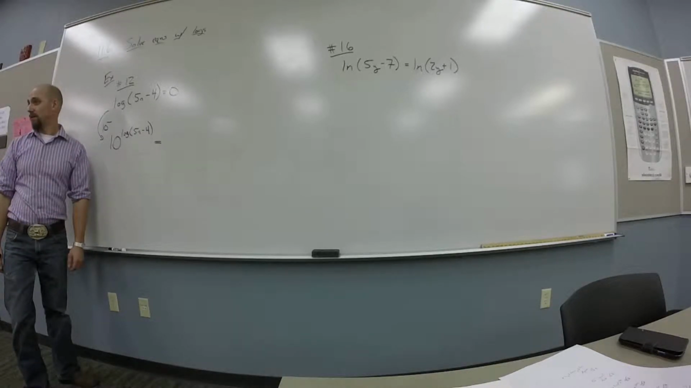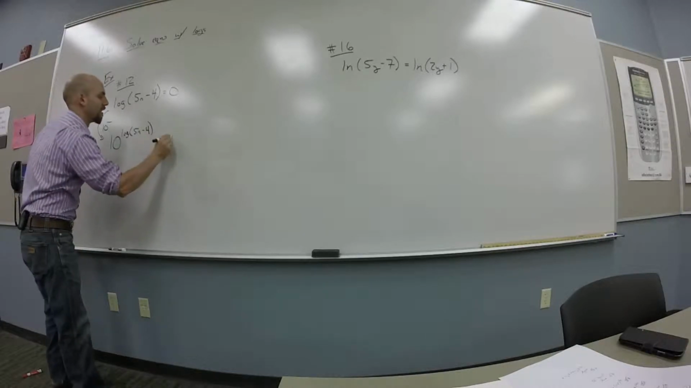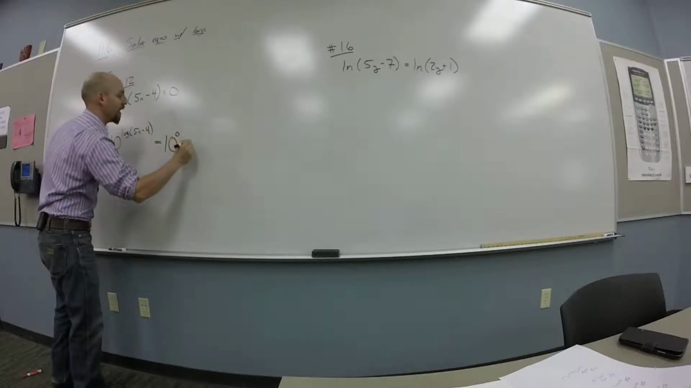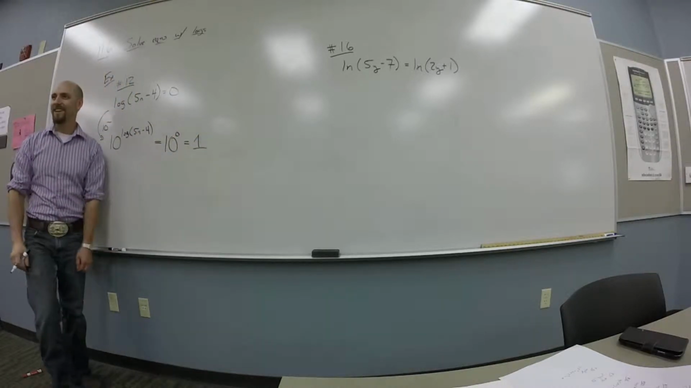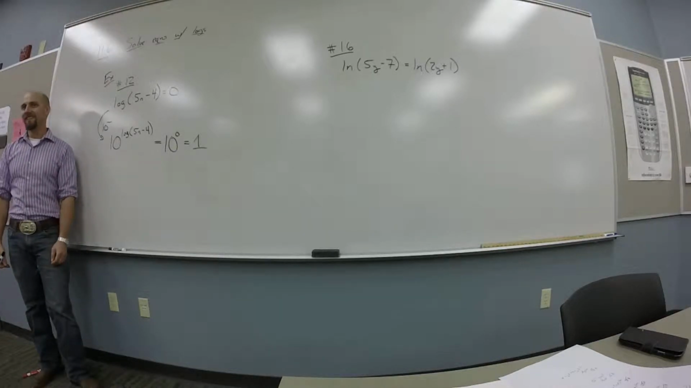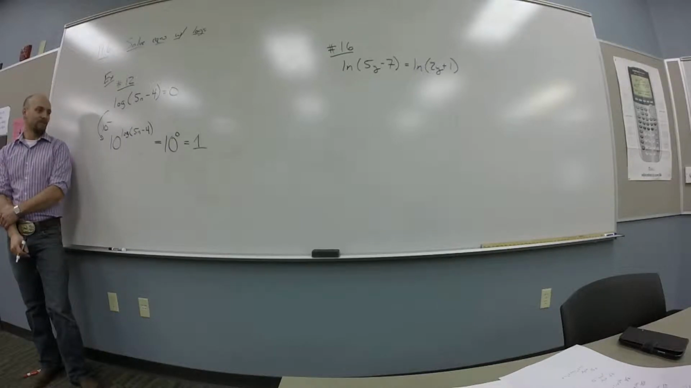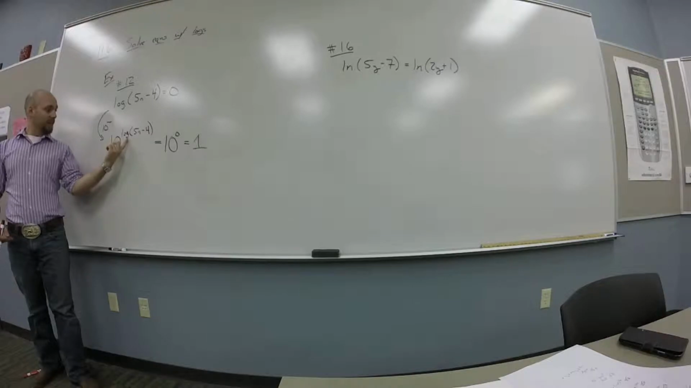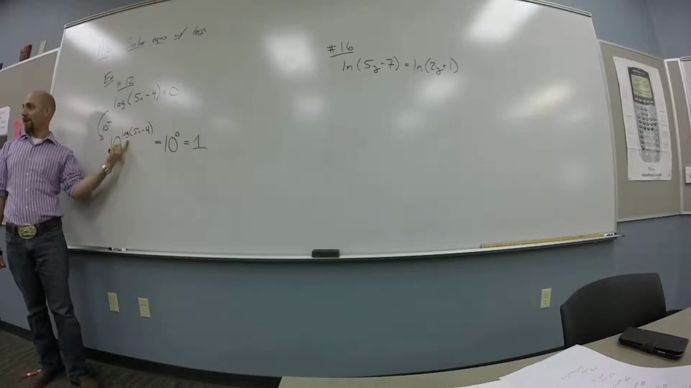10 to the 0, right? Wait, that's 1. Oh, good. Awesome. Thank you. I know that one. That was easy. Okay, so now what do I do to both sides here? Oh, I can cancel the 10 and the log, right? Because those undo each other. That was why I did that, right?